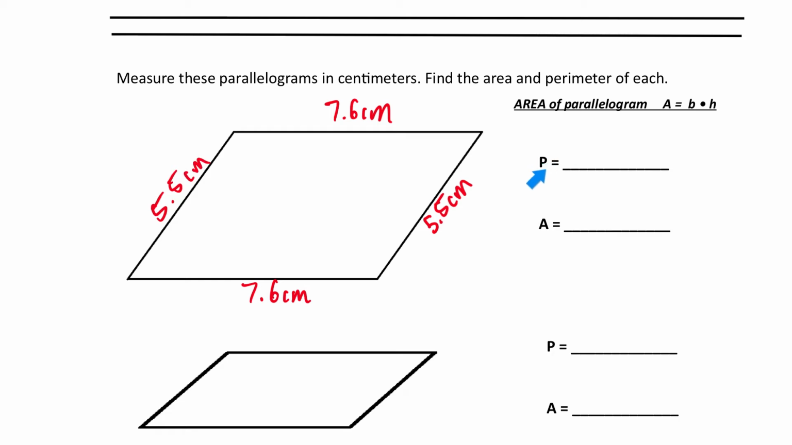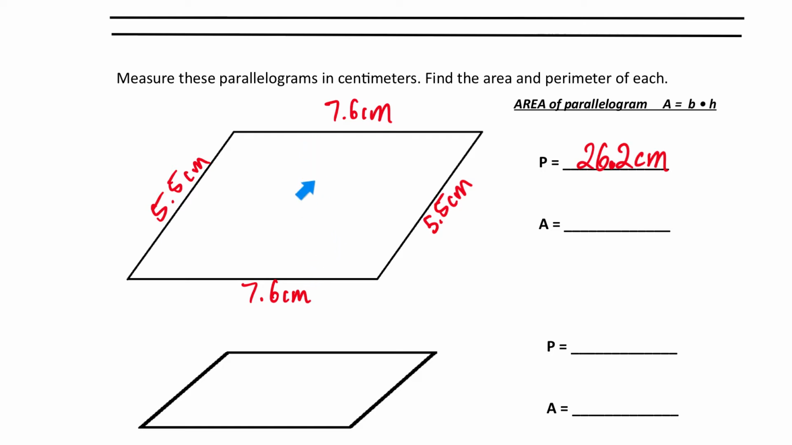Okay, so for the perimeter, I'm going to add up these four numbers. So 7.6 plus 7.6 plus 5.5 plus 5.5 is 26.2. Is that right? Okay, now, that's what I need for the perimeter. Have I measured everything I need to measure to find the area? No, because I have not measured the height.